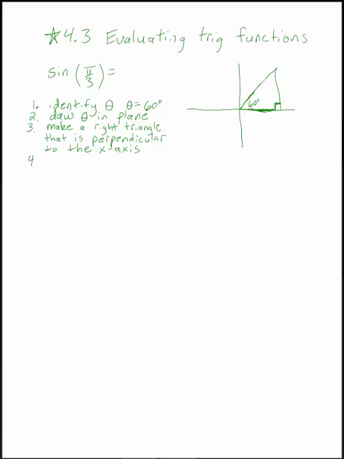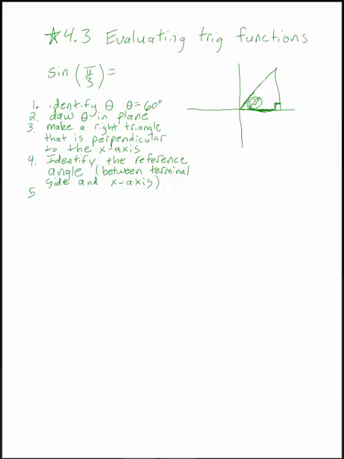Okay, now step 4 is going to be to identify the reference angle. The reference angle is the central angle, the angle that's between the terminal side and the x-axis. So in this case, the reference angle is exactly what my original theta was, 60 degrees. That's what's between the terminal side and the x-axis.